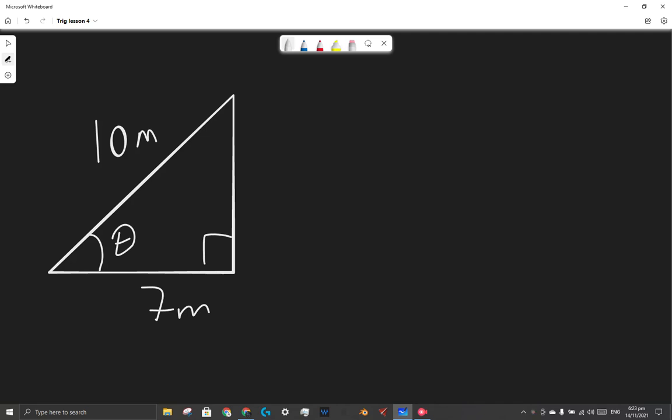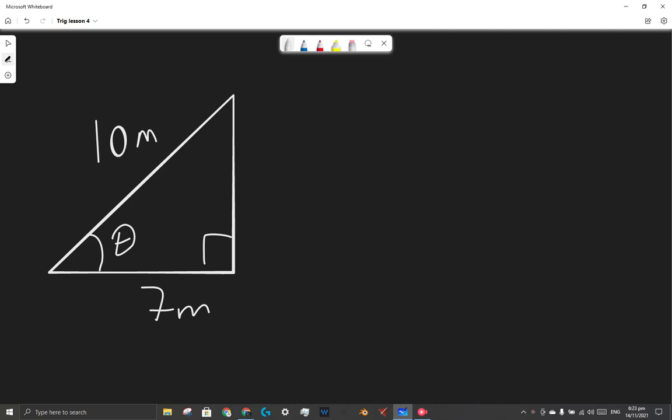Okay, so this is the first problem I'd like you to solve, and I'd like you to solve for theta. So using the inverse functions, I'd like you to calculate what this angle here is, and then I'll just go through the answers with you guys. So pause the video here and then we'll go through the answers.